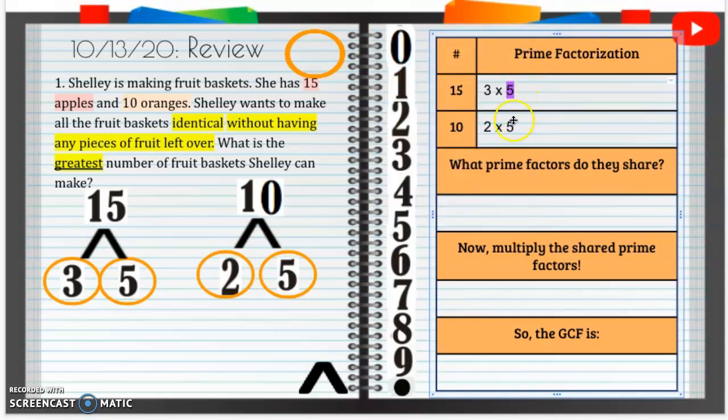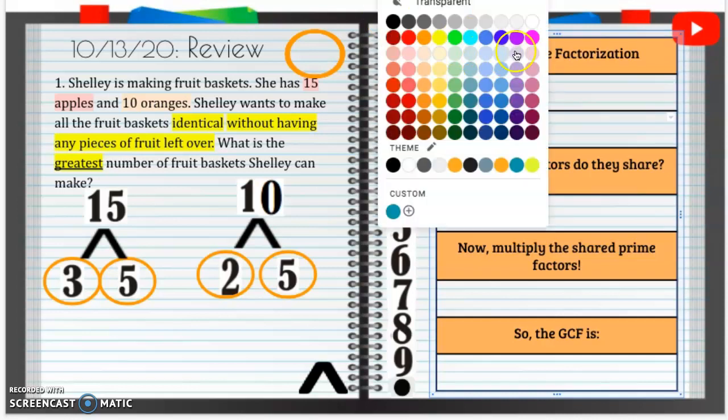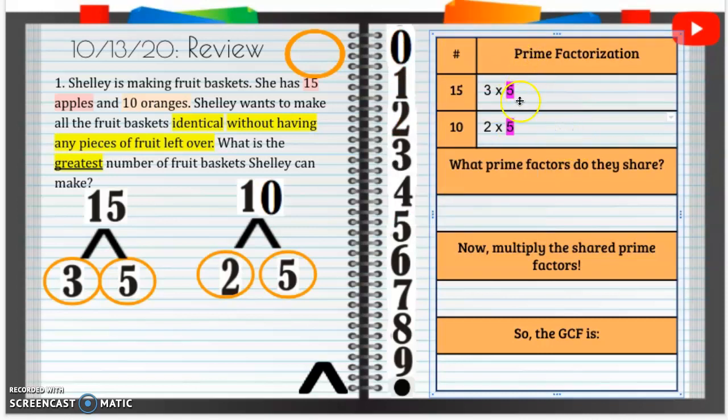Ooh, let's highlight that pink. So they share 5. There's one match of socks. Any other matches? Nope. So the only thing they share is 5. We don't need to multiply them and add by anything because the only factor that they share is a 5. So the greatest common factor is going to be 5.